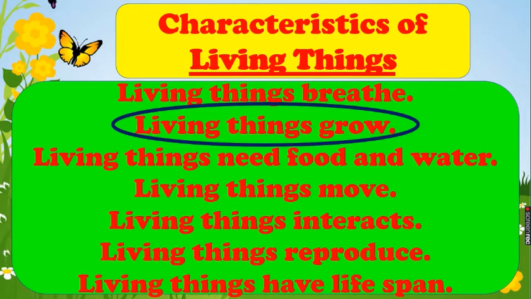Living things interact, or respond to their surroundings or environment. Living things reproduce, and living things have a lifespan. It means that living things don't live forever. They can live for a long, long time, just like King Dragon with 200 hearts, but still it has a lifespan, so it dies. So we know that living things die.